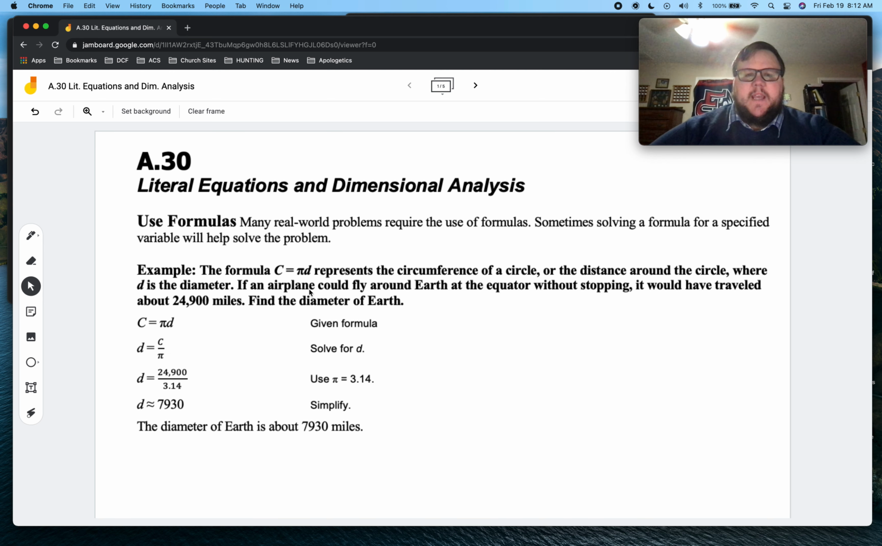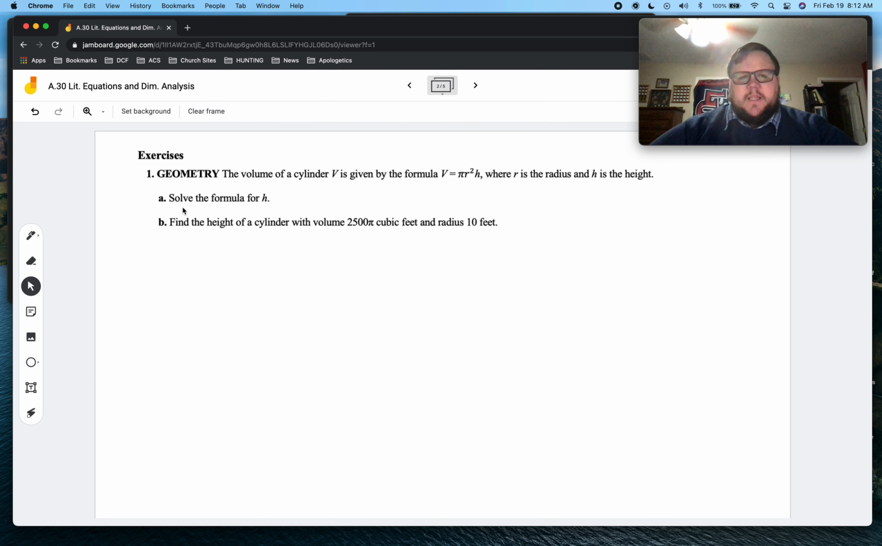What we're doing is we're taking a word problem, and these are formulas that we're given, and we're solving them for a given variable. And once we solve it for the given variable, we're gonna put in values that we've been given and find that variable. So let's look at number one.